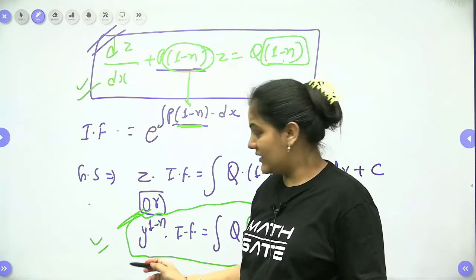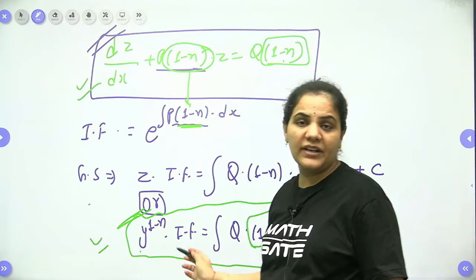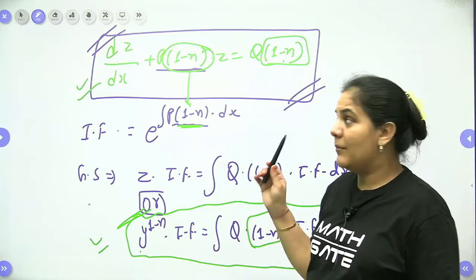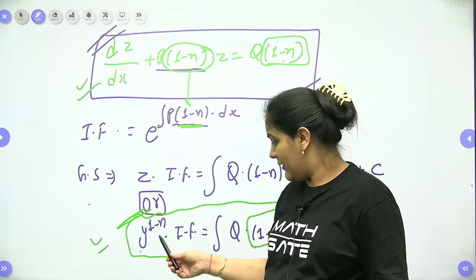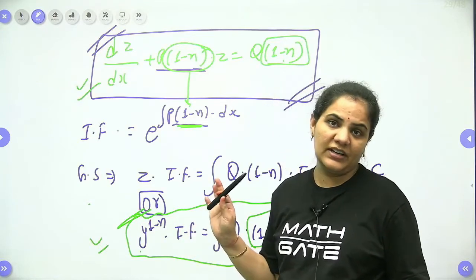and we have to include this 1 minus n in our general solution also. Is it clear? And the second thing, we used to write down y into integrating factor in the linear equation, but here in Bernoulli's we have to write down y to the power 1 minus n into integrating factor.